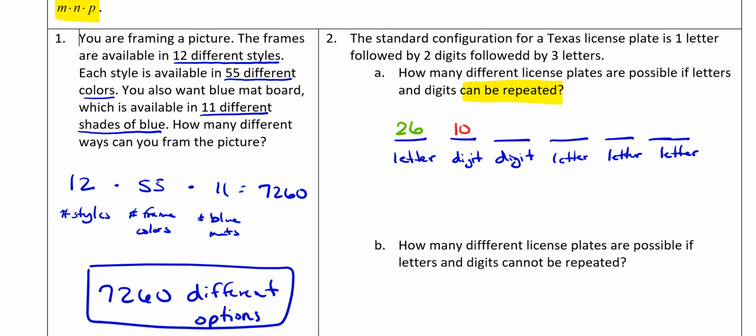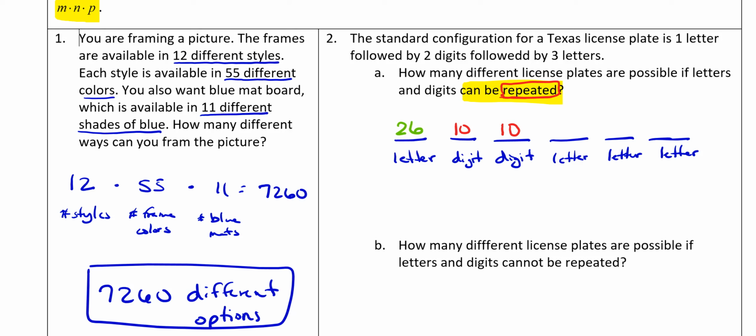Now, because they can be repeated, let's say I put the number 2 here. Well, I could have the number 2 here again. I could have 22. So that means I still have 10 digits to choose from for this particular license plate. This is because they can be repeated. If they couldn't be repeated, I would have to put 9 there. So like if this was a 5, then this one couldn't be a 5 if it said no repetition. But there is repetition, so 10 times 10.